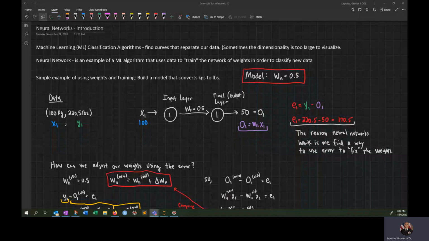So in this lesson, we're going to start talking about neural networks, and the first lesson is really just an introduction to the idea of what we're trying to do with this model. So I'll just get started. I know I got a lot of stuff written in here.